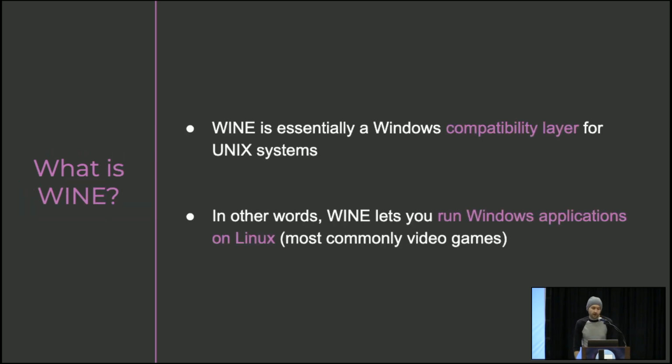So first off, what is Wine? You'll probably hear this described in a few different ways. The way that I like to describe it is Wine is essentially a compatibility layer for Windows on Unix systems. Maybe the simpler term would be Wine lets you run Windows applications on Linux. The most common use case here is video games. You can do other things. People don't typically do that. It's mostly video games.